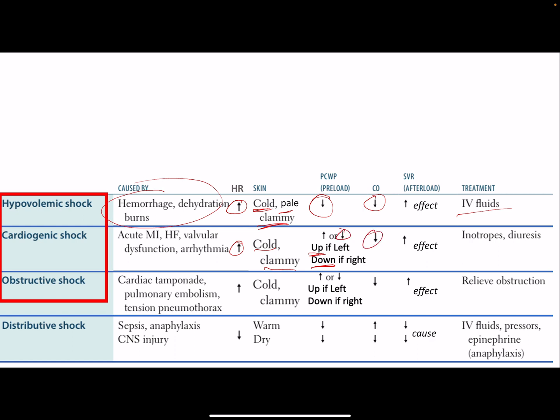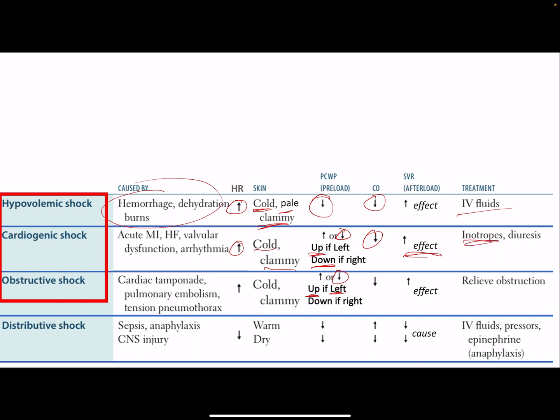Again, heart's not working, cardiac output's going to be down, and we're going to try to vasoconstrict to increase the blood pressure. Same deal for obstructive shock. I'm not even going to go over it again. If the obstruction's on the left side, maybe there's a clot in the pulmonary veins, that means there's more fluid in the pulmonary system, and that is going to increase. If the clot is in the pulmonary artery, right, as you're entering the pulmonary circuit, now the pulmonary capillary wedge pressure is going to go down.